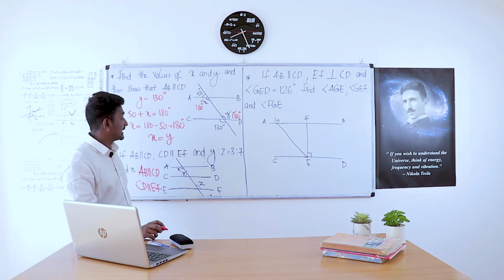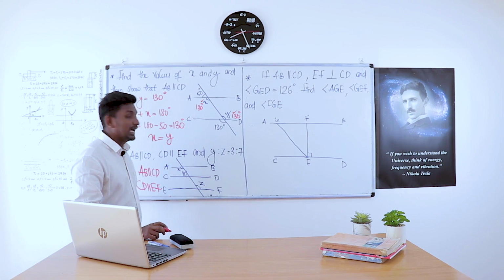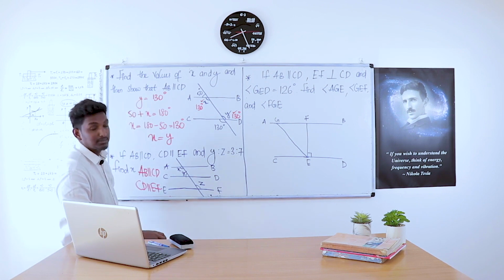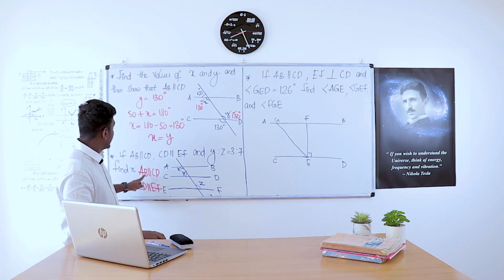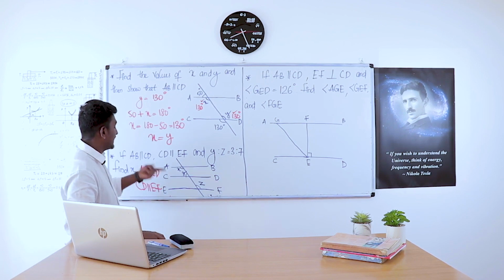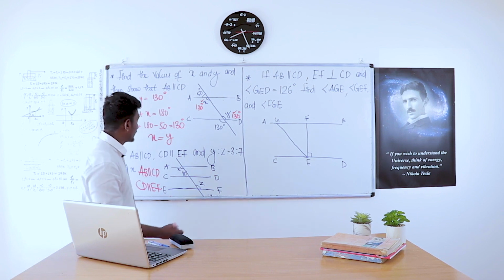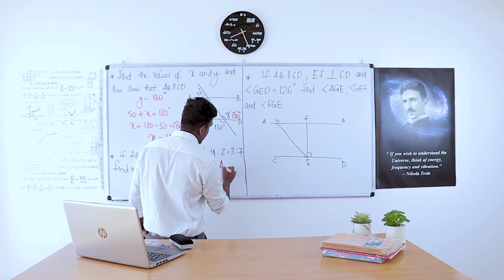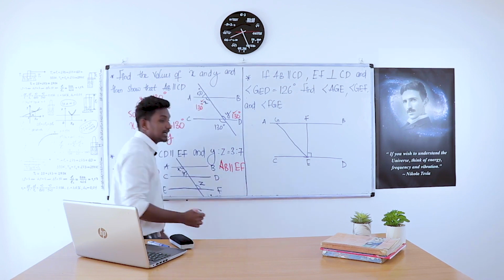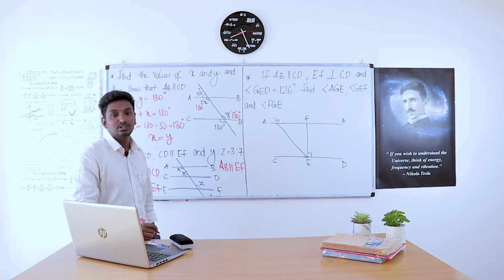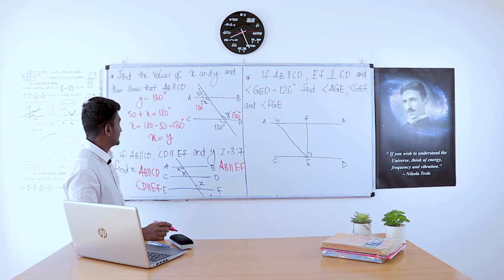By our last theorem, that is our fifth theorem, we studied that two line segments parallel to a common line segment are parallel to each other. Here AB and EF are parallel to CD. Therefore, we can say that AB is also parallel to EF. Clear?